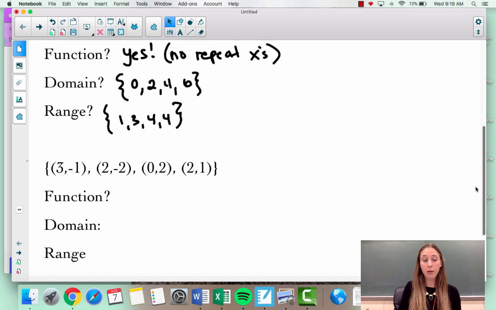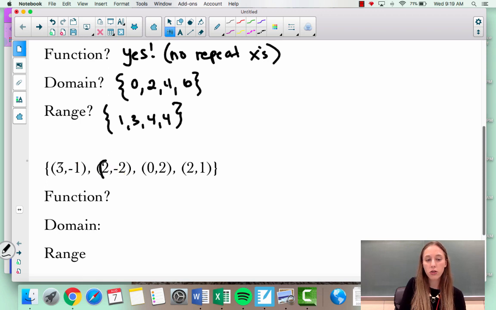In this example, same thing. We're going to determine if it's a function. (3, -1), (2, -2), (0, 2), and (2, 1). So if you look in this list, the problem is we have two x's that are the same. So 2 goes to -2, but it also goes to +1, and that's a problem because you can't have an x go to two different y's. And that means that this would not be a function because it's a repeated x value. So you can have repeated y's, but you can't have repeated x's.